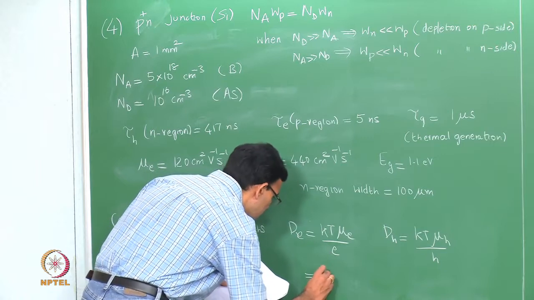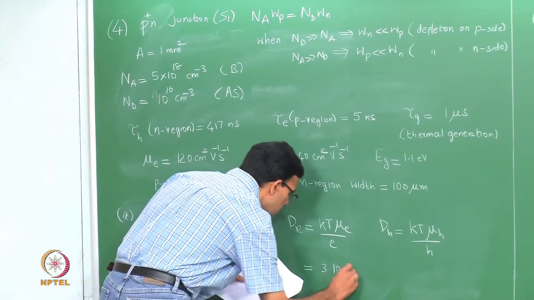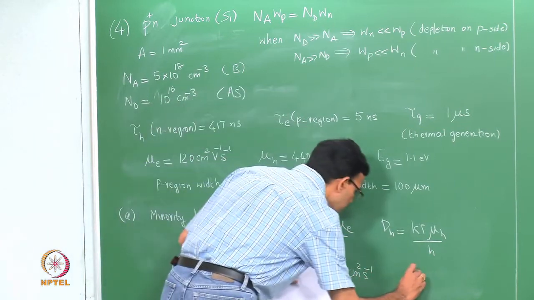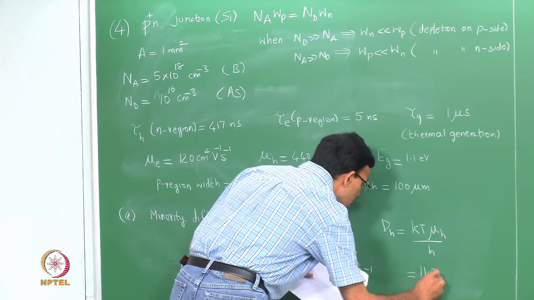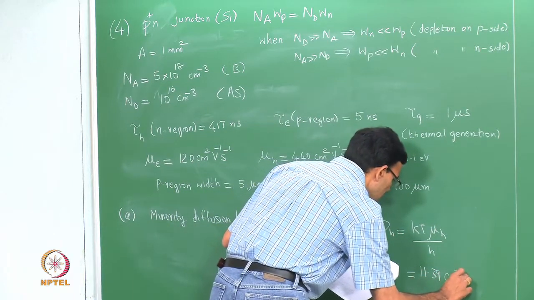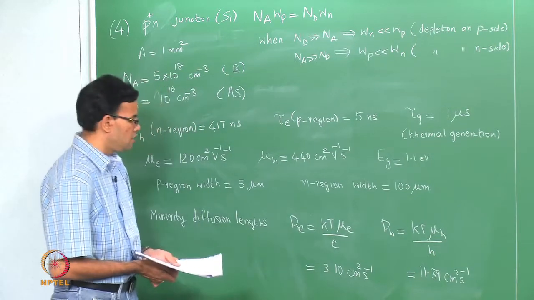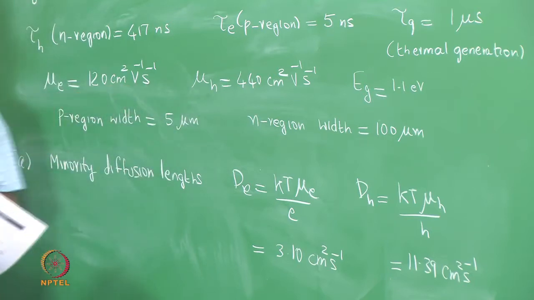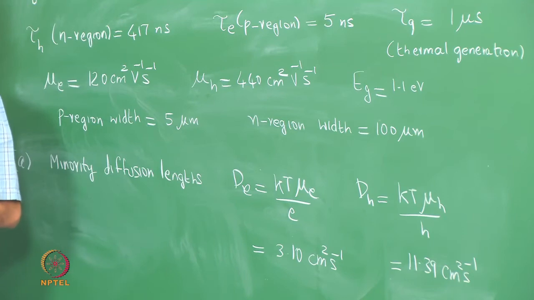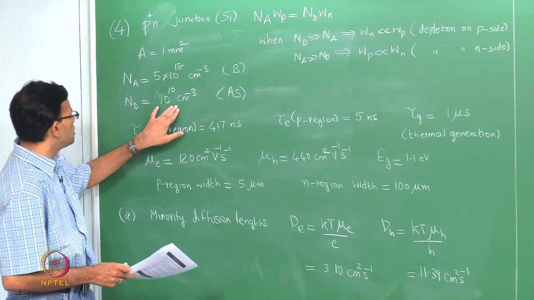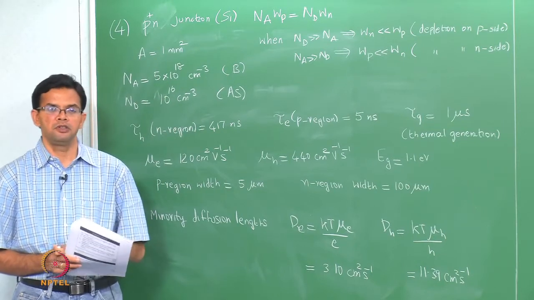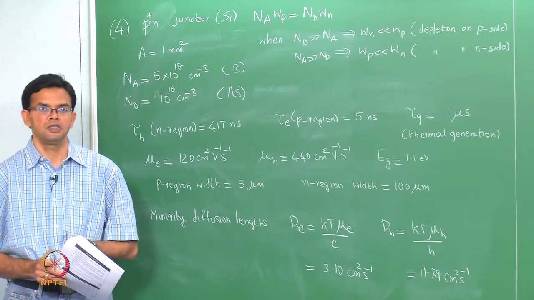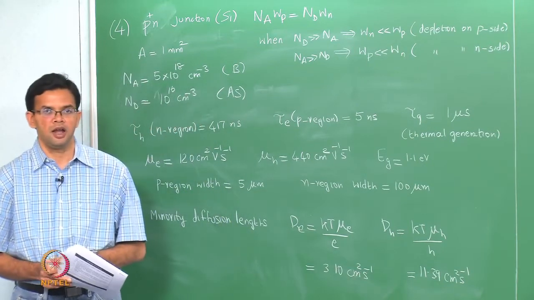So, that D e is 3.10 centimeter square per second. D h is 11.39 centimeter square per second. So, D h is higher than D e because mu h is higher than mu e, and this is because the holes are diffusing on the N side and the concentration on the N side is 2 orders of magnitude less than the P side. So, because you have less concentration of your dopants, the diffusion coefficients are higher.